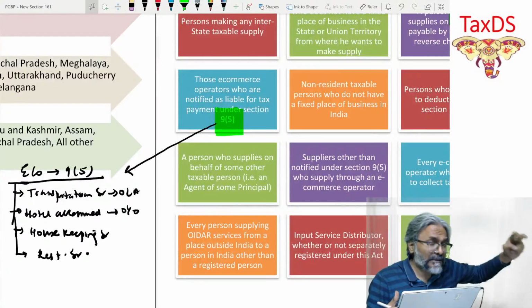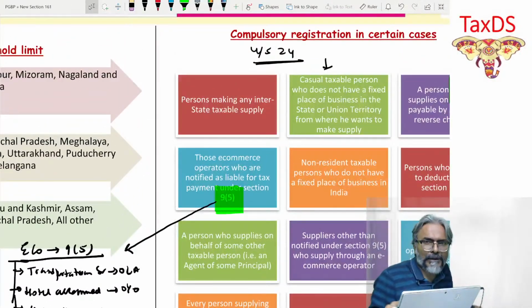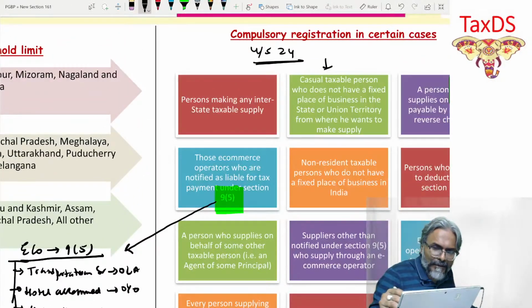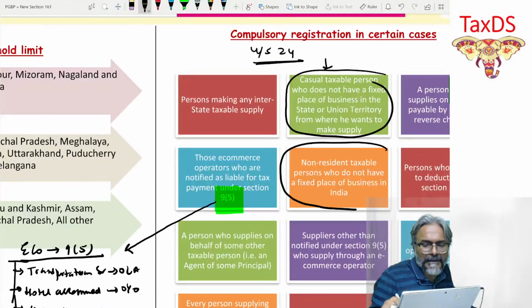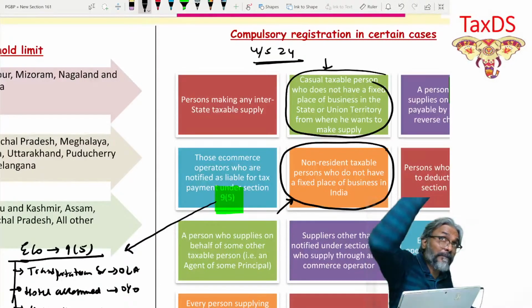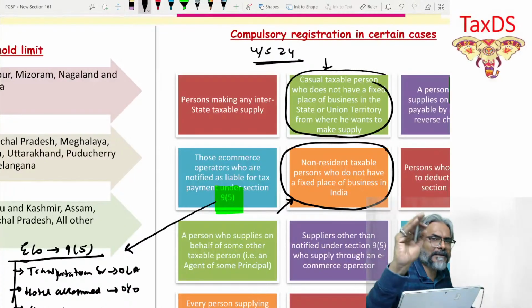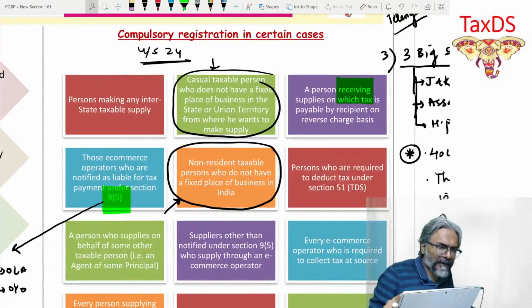Why are they distinguished? Because they file separate returns. In the next topic of return, students, you will come to know that this category of person and that category of person file separate returns. In fact, for this category of person, the return has very little compliance. They have to do very little compliance as compared to the previous casual taxable person, where the compliance is more. So both of them are distinguished in this context.